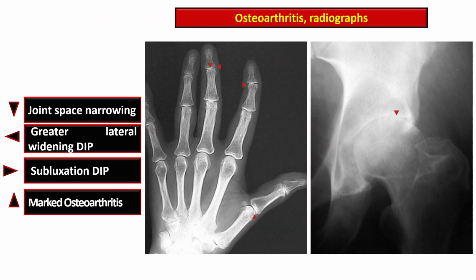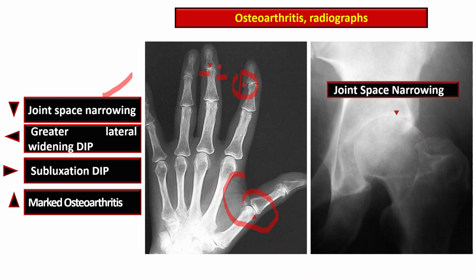Here, these are radiographs in osteoarthritis. Here you can see that there is narrowing of the joint space, and there is greater lateral widening in distal interphalangeal joint, while subluxation of the distal interphalangeal joint is also seen over here. This is the base of the thumb, and it is showing marked osteoarthritis. Then here in the hip joint, joint space narrowing is seen in osteoarthritis.